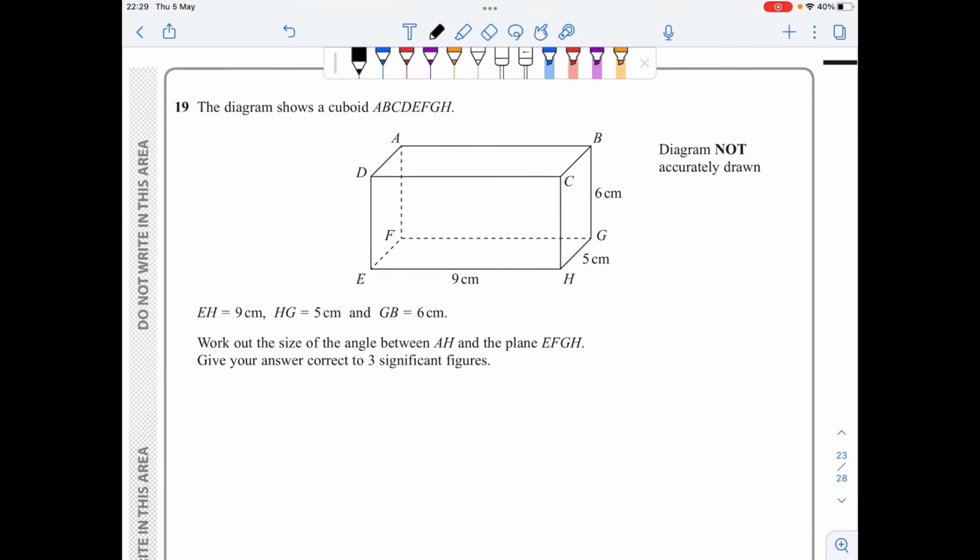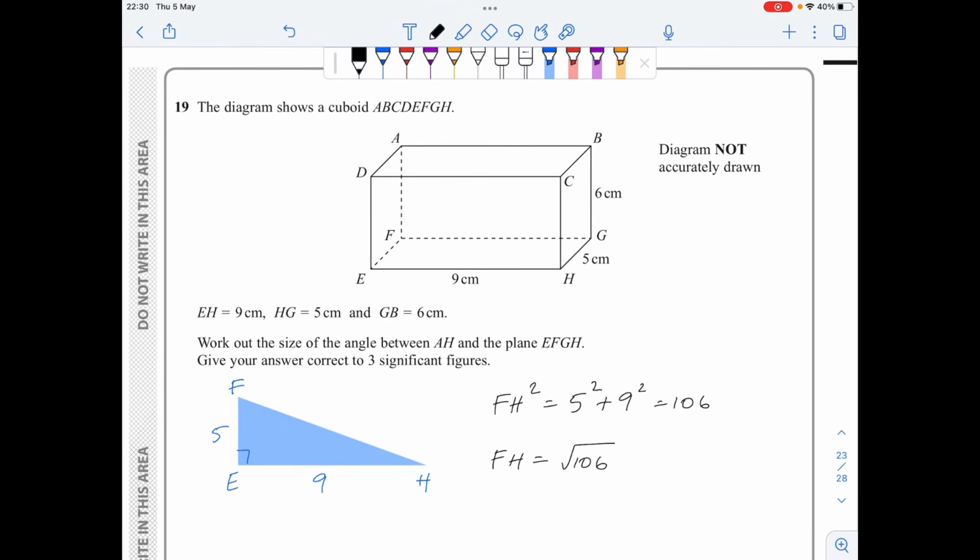For question 19, I'll start by considering the triangle FEH, and the purpose is to find FH. Note this triangle is a right angle triangle. Let's extract and redraw. So using Pythagoras, FH squared is equal to 5 squared plus 9 squared, which is 106. So FH is the square root of 106.